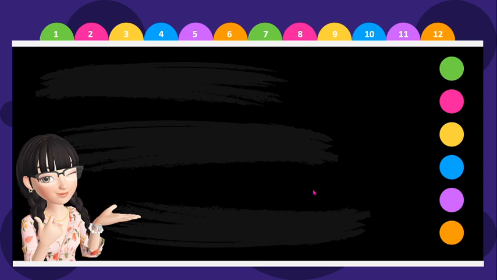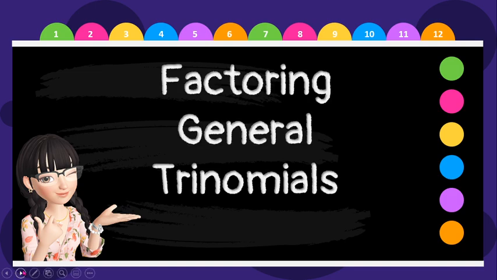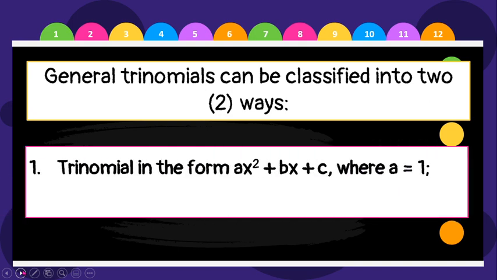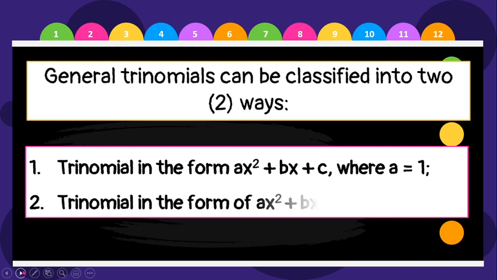Hello students, today I'm going to teach you how to factor general trinomials. General trinomials can be classified into two ways. This is a trinomial in the form ax squared plus bx plus c, where a is equal to 1, and a trinomial in the form of ax squared plus bx plus c, where a is not equal to 1.